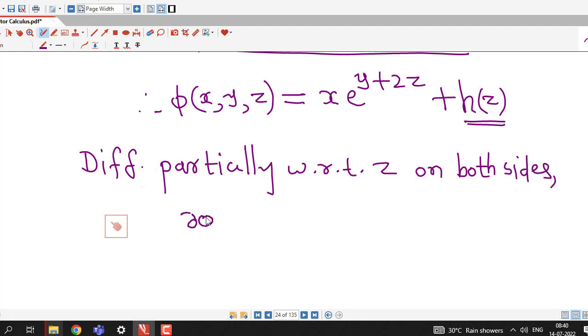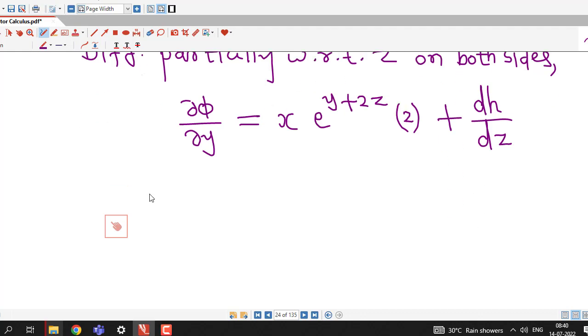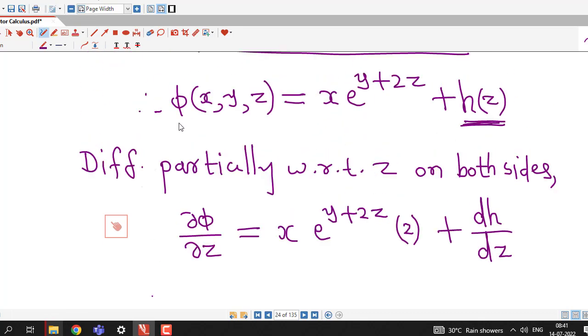So we have left hand side is partial derivative of phi with respect to y equal to x is constant, derivative of e raised to y plus 2z with respect to z is e raised to y plus 2z into derivative of y plus 2z with respect to z, which is 2, plus, now here we have function of z only, so here we will have ordinary derivative dh by dz. Now we substitute here derivative is with respect to z. We are differentiating both sides with respect to z. So here we don't know what is phi, so we write del phi by del z. X is constant, derivative of e raised to y plus 2z is 2 e raised to y plus 2z, plus this is function of z only, therefore we write dh by dz.